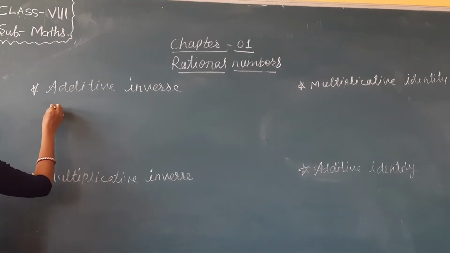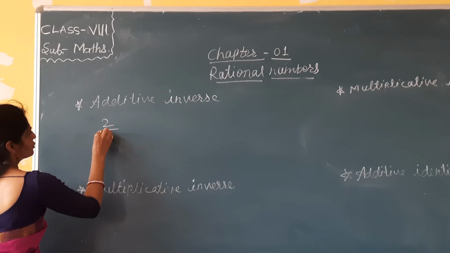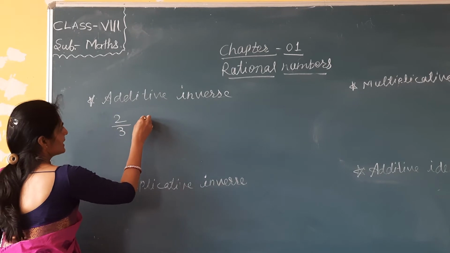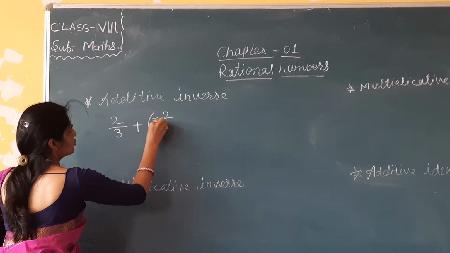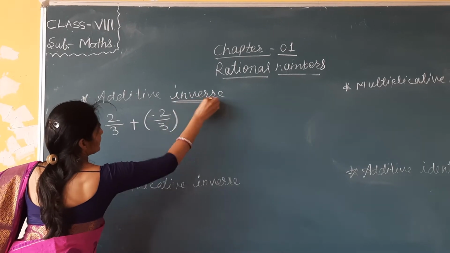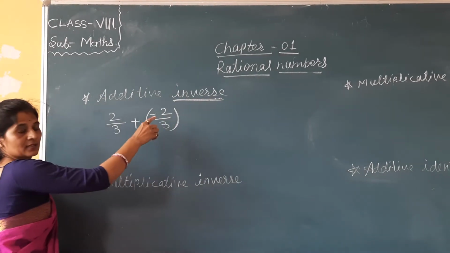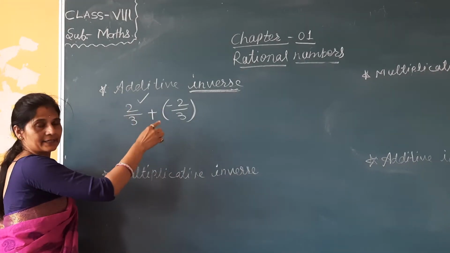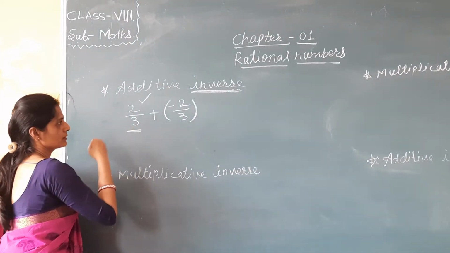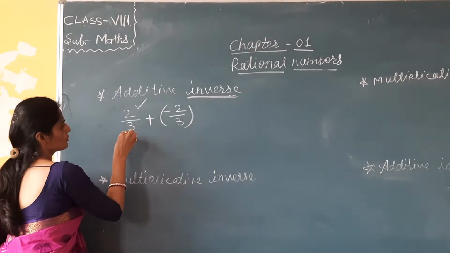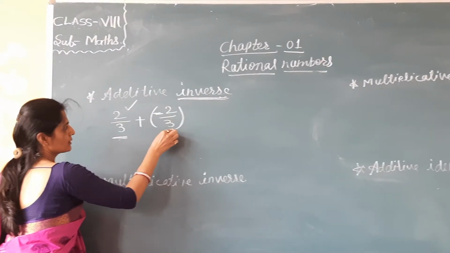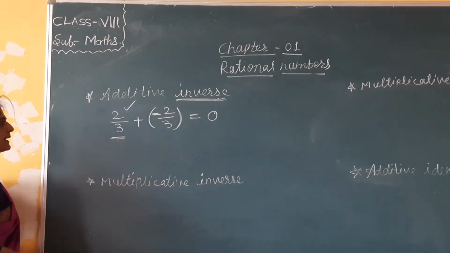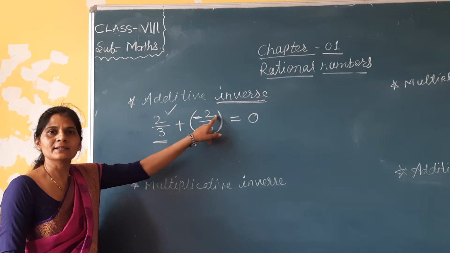Inverse. Now additive inverse किसे बोलते हैं? Suppose you have 2 upon 3. आपके पास 2 upon 3 है. Now additive inverse of this is minus 2 upon 3. The meaning of this word inverse is opposite, just opposite. What is the additive inverse of 2 upon 3? That means additive inverse of 2 upon 3 is minus 2 upon 3. Just इसका opposite लेना है. That means you will get the 0.